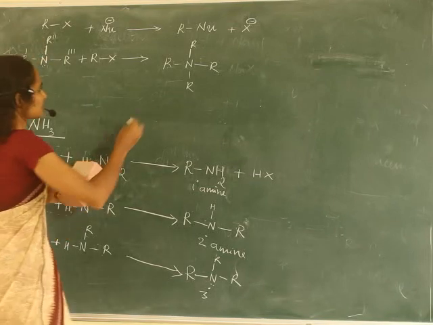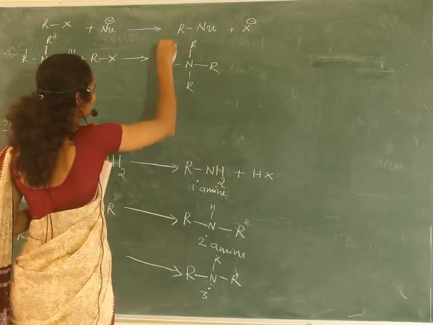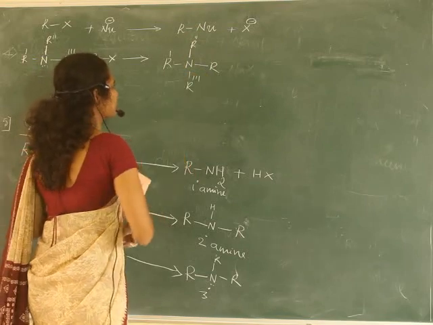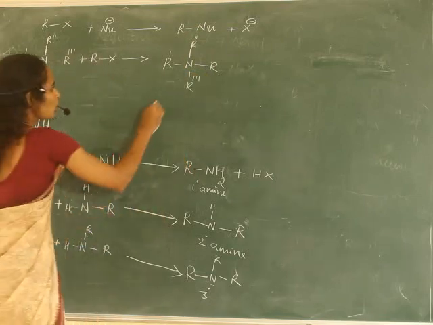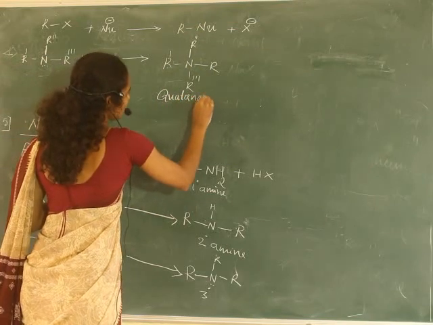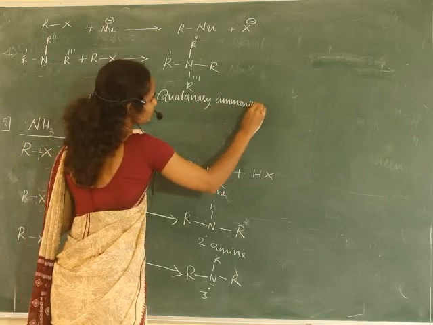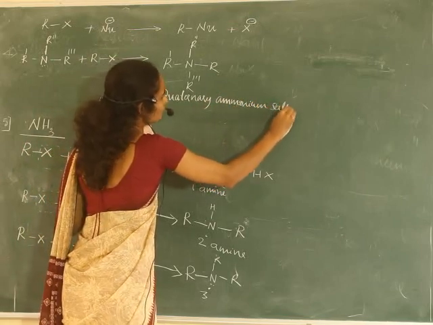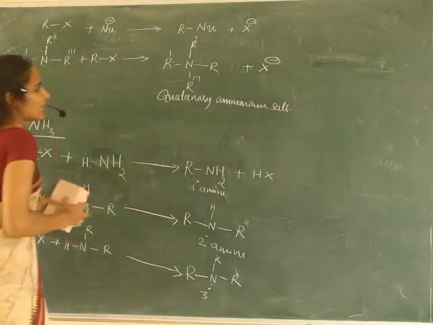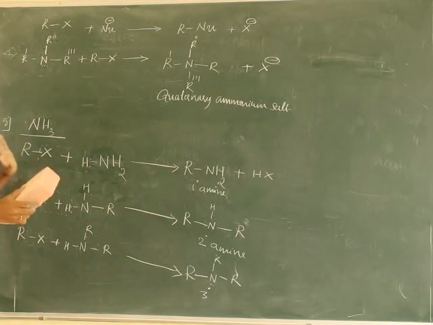It is one and the same, and I will write it as R, R double dash, R triple dash, right? That is called a quaternary ammonium salt. Quaternary ammonium salt formation takes place. The ammonium salt forms plus the halogen atom leaves as a halide ion. It's about reaction with ammonia.